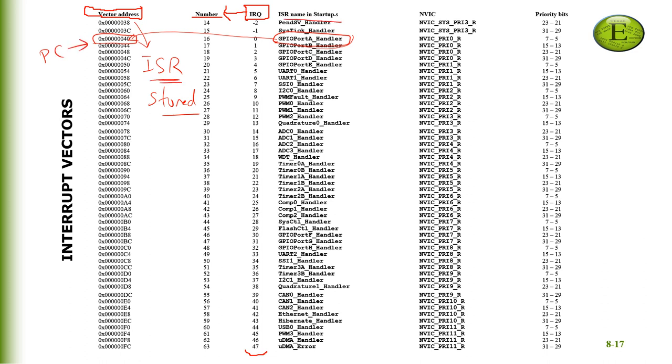So this is actually the name. This column contains the name of the interrupt service routine. These are the addresses. The first column contains the addresses of the ISRs. So now we have the interrupt request number, the name of the interrupt service routine, and we know the address. And what we also have is a provision to change the priority levels of the interrupt. So we have 3 bits, and those 3 bits for each source are contained in different registers.